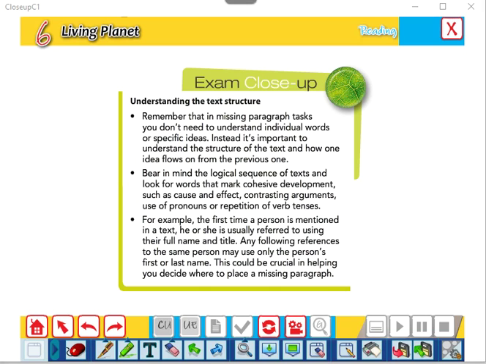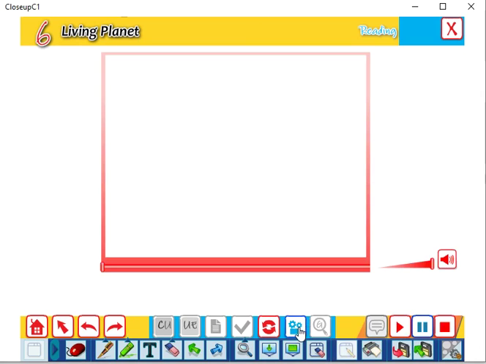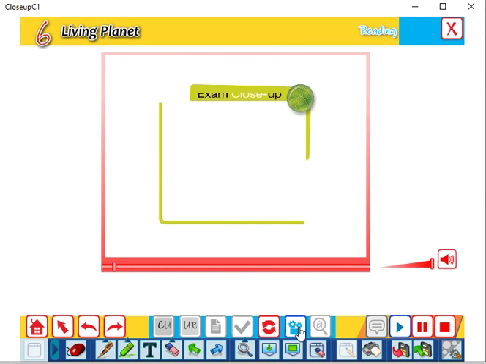Let's read the text in detail to answer the exam task. But before reading the text, you have to understand the text structure. So listen to the following instructions to understand the text structure, to be able to answer the exam task question. Exam close-up.